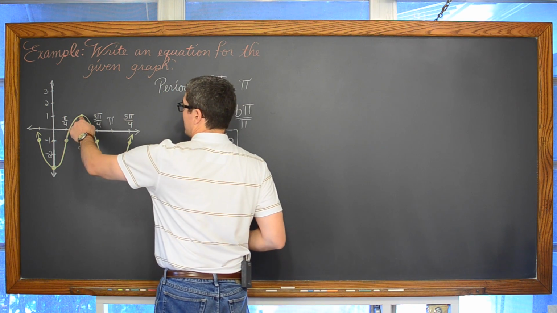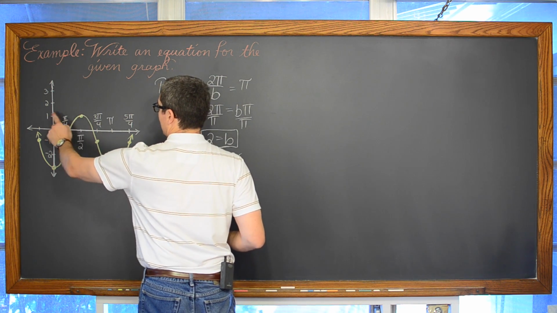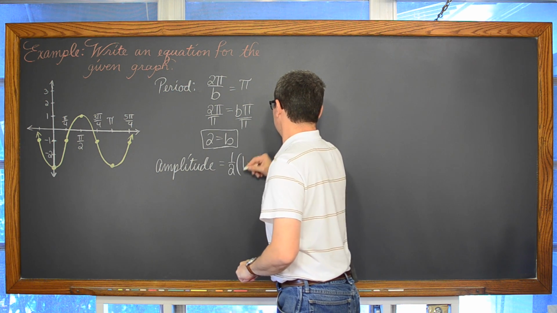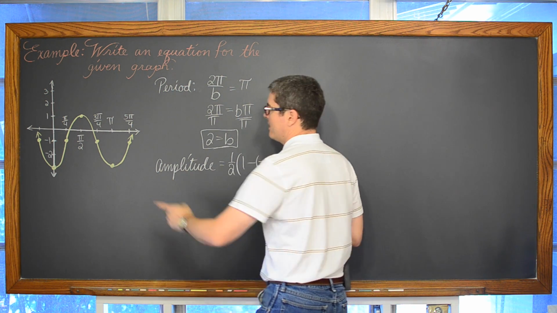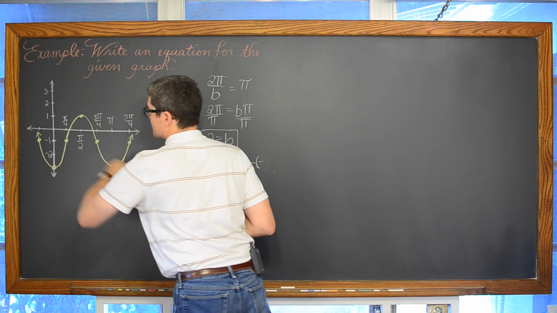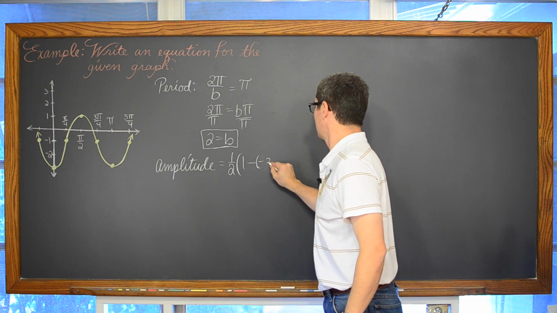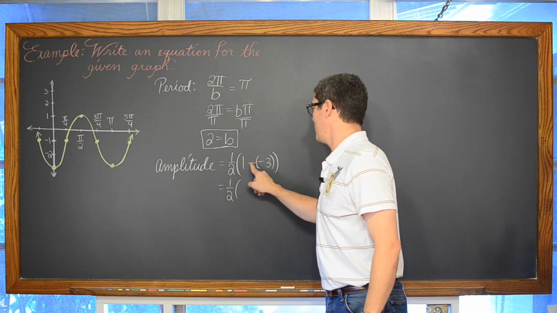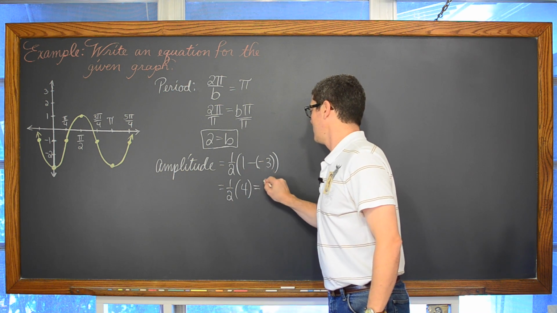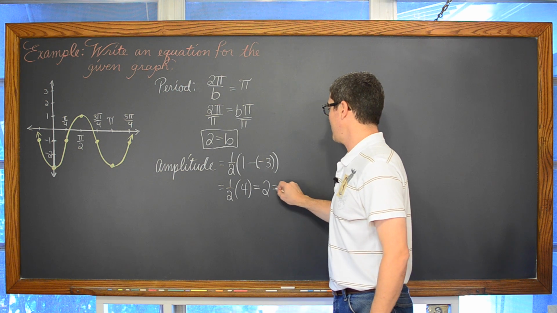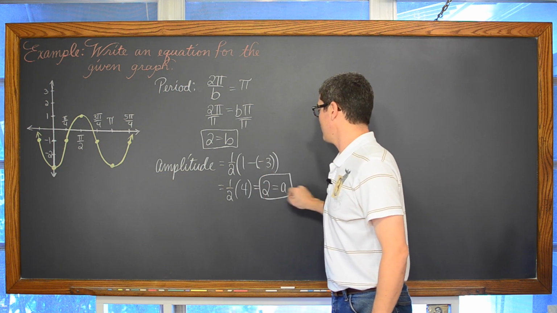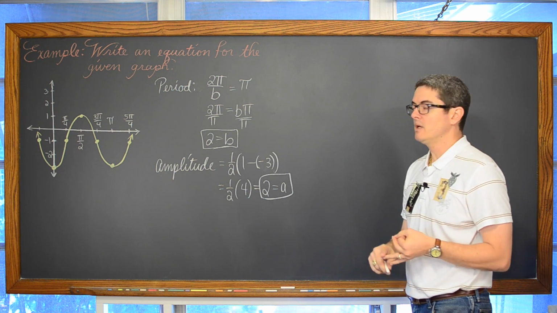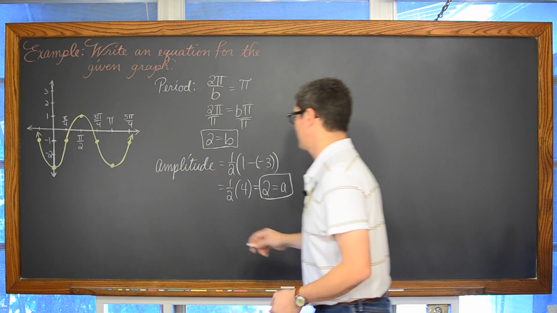Well, we have a maximum y value of 1. We have a minimum y value of -3, and 1/2 of 1 plus 3, which is 4, is equal to 2. So now we have a value for a. All right, so we have the period, we have the amplitude. Let's talk about phase shift.